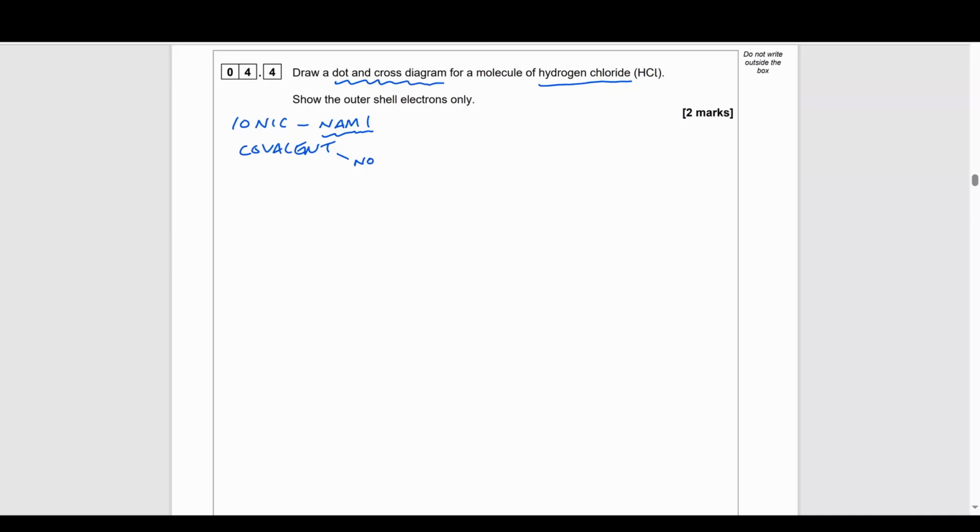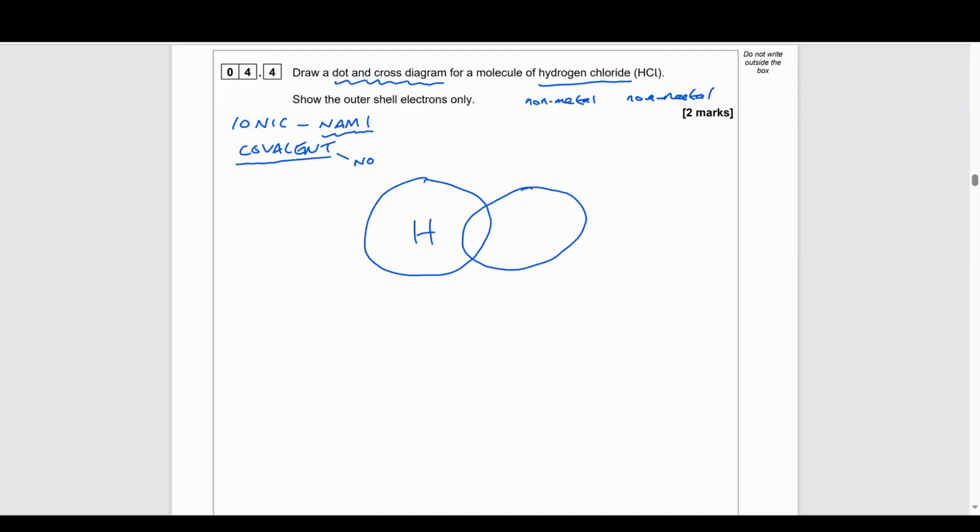So non-metal only. So hydrogen, non-metal. Chlorine, non-metal. So we know we need to do covalent bonding here. So that means that we're going to be overlapping our atoms. So let's take our two circles, one for hydrogen and one for chlorine.